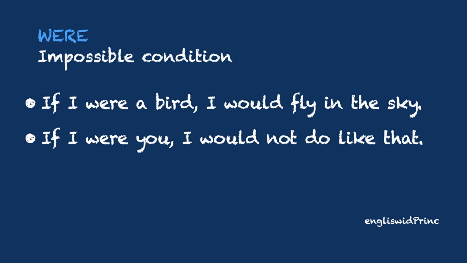Next, if I were you. Is it possible? I cannot become you. If I were you, that means I cannot become you. So I say if I were you. I should not say if I was you. If I were you, I would not do like that. This is how were is used in impossible conditions.